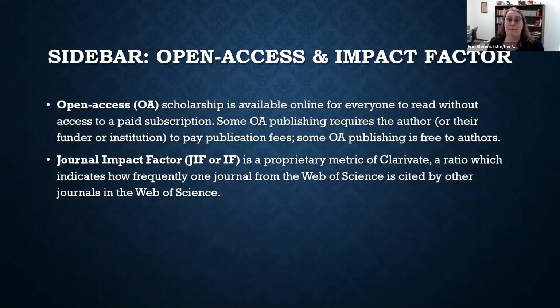Another term in that poll that might have been unfamiliar was saying that a journal has a high impact factor. So if you've not heard that term, or you've heard it but you're not quite sure what it means, the journal impact factor is a proprietary metric of Clarivate. So this is actually like a trademarked capital letter term that one company owns. It's a ratio that indicates how frequently one journal in the Web of Science database gets cited by other journals in the Web of Science database. Not every journal is going to have an impact factor because it covers a selective base of content, but that kind of gives you a sense of what it is. A high impact factor indicates highly cited.